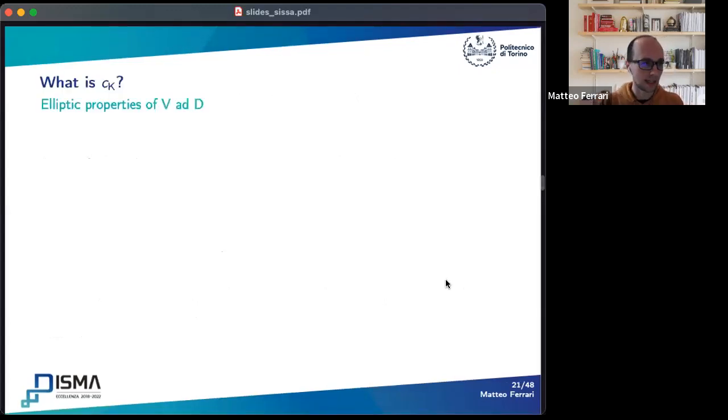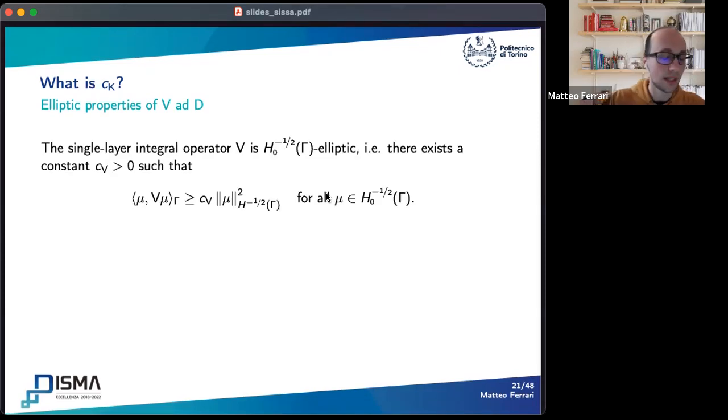So now, what is CK? This is an open question for the moment in this talk, let's say. CK depends on the elliptic properties of the single layer and hypersingular operators. V, the single layer operator I defined before, is elliptic in H0 minus 1/2, the zero average functions on the boundary. And let's say this is elliptic with the ellipticity constant CV.